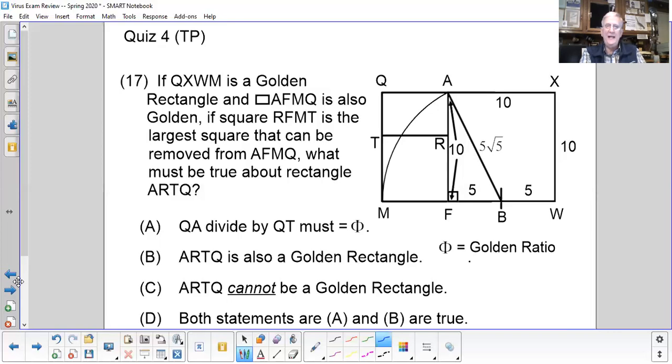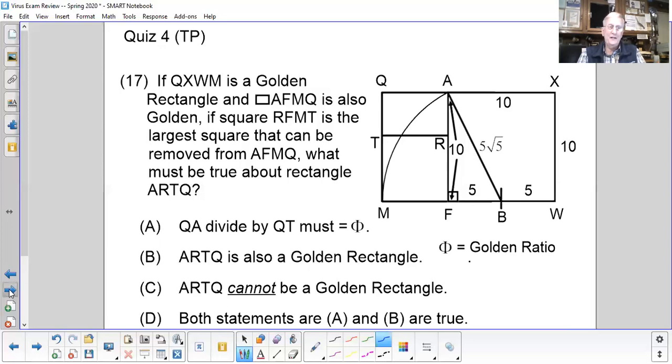Well, would QA divided by QT have to give you phi? Is ARTQ also a golden rectangle? If it is, statement A is right. Can ARTQ not be a golden rectangle? Or are both statements A and B true up there? In other words, is statement D the correct answer?